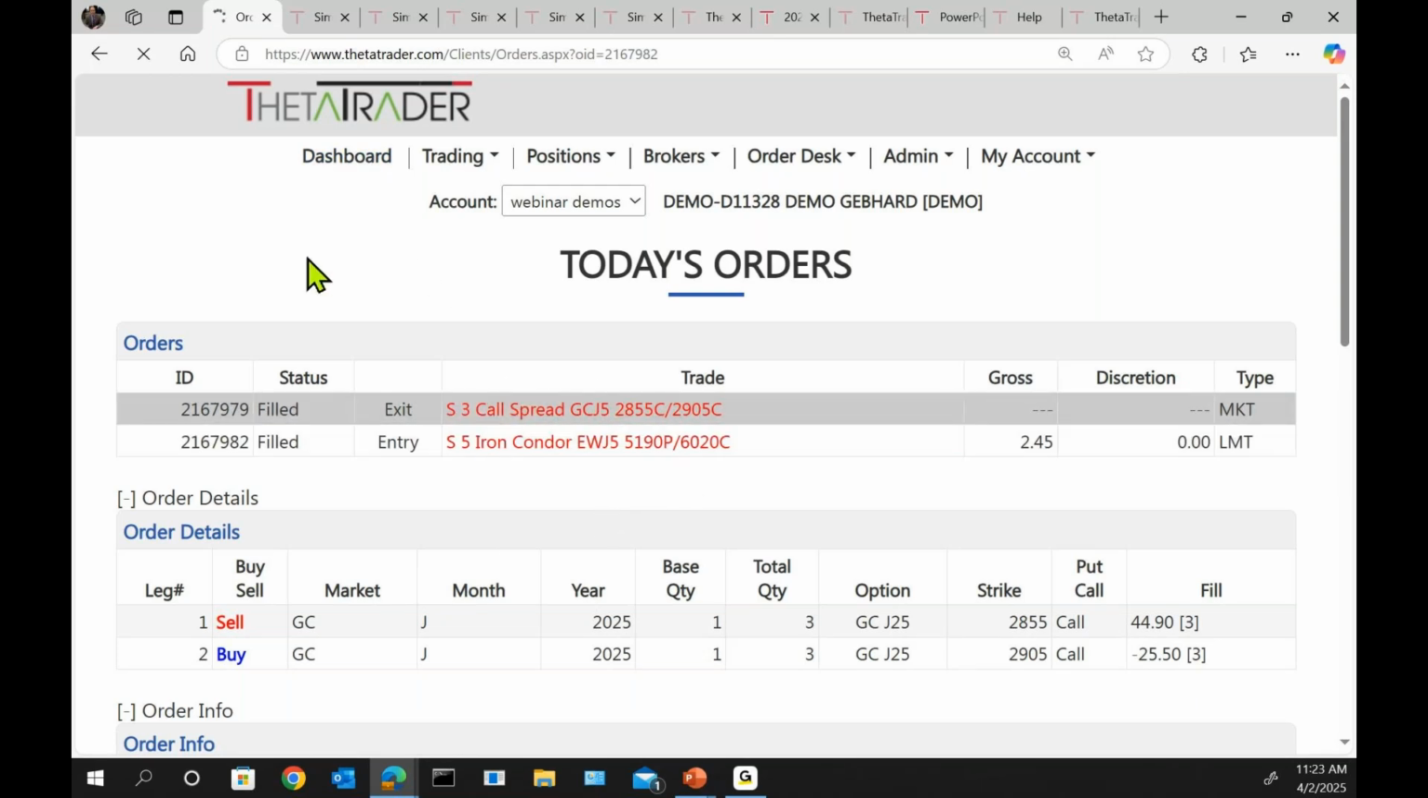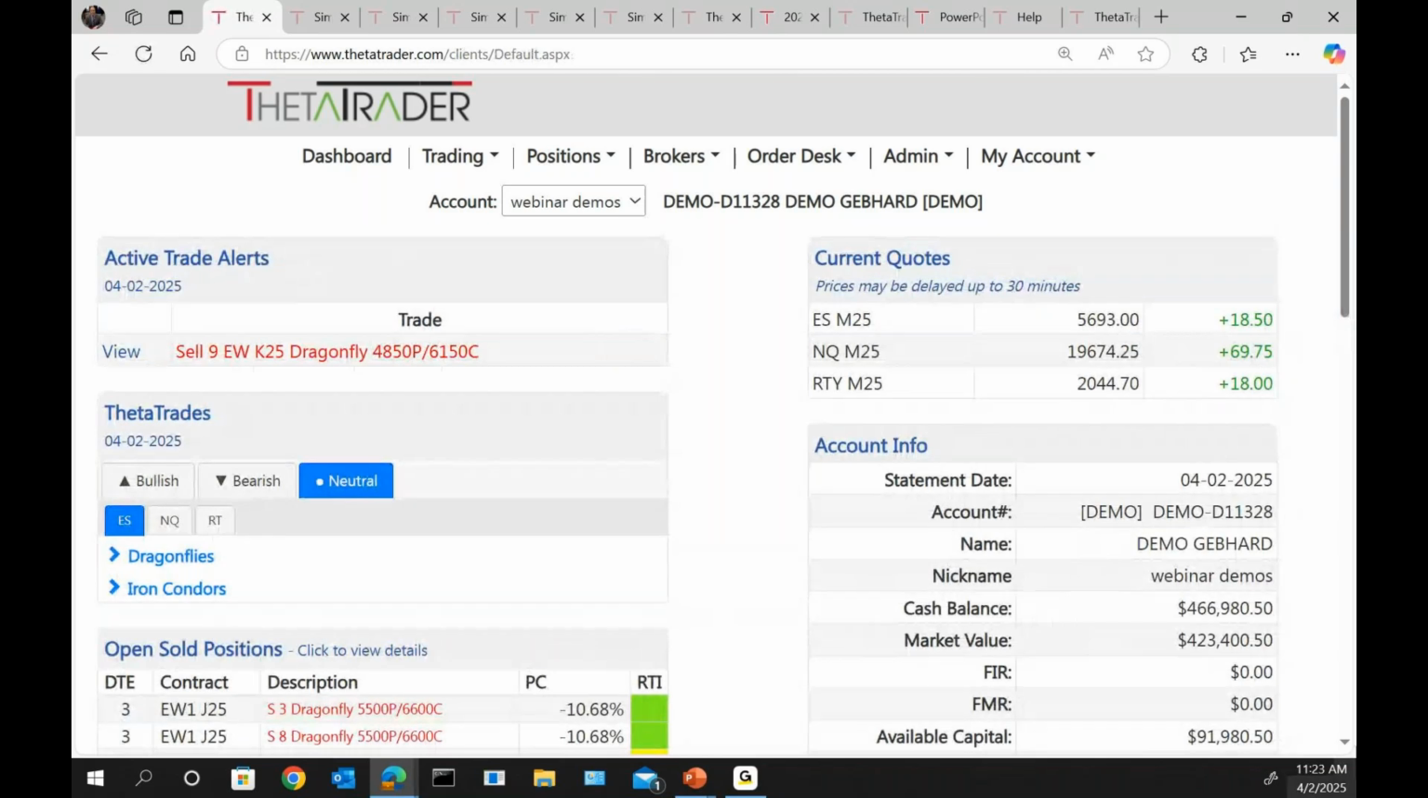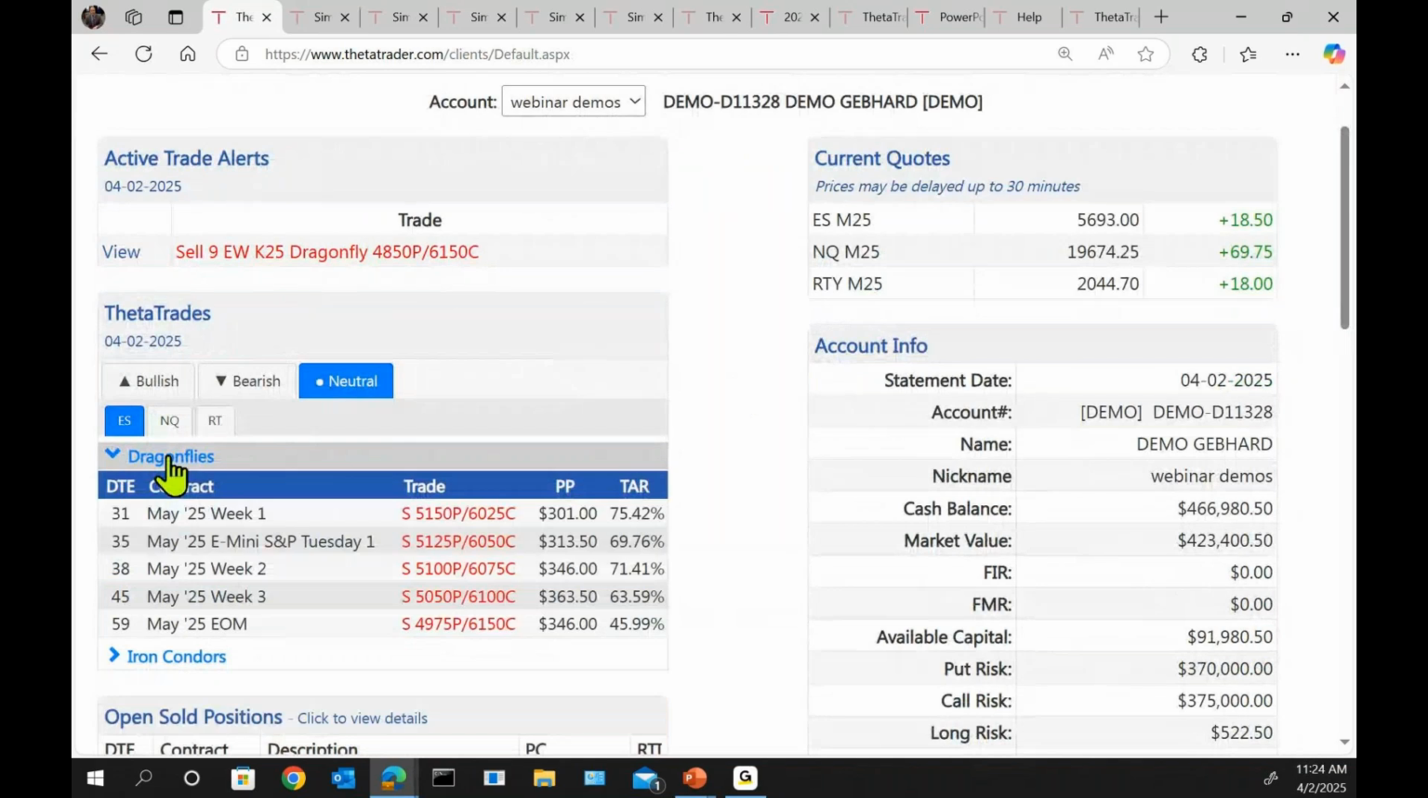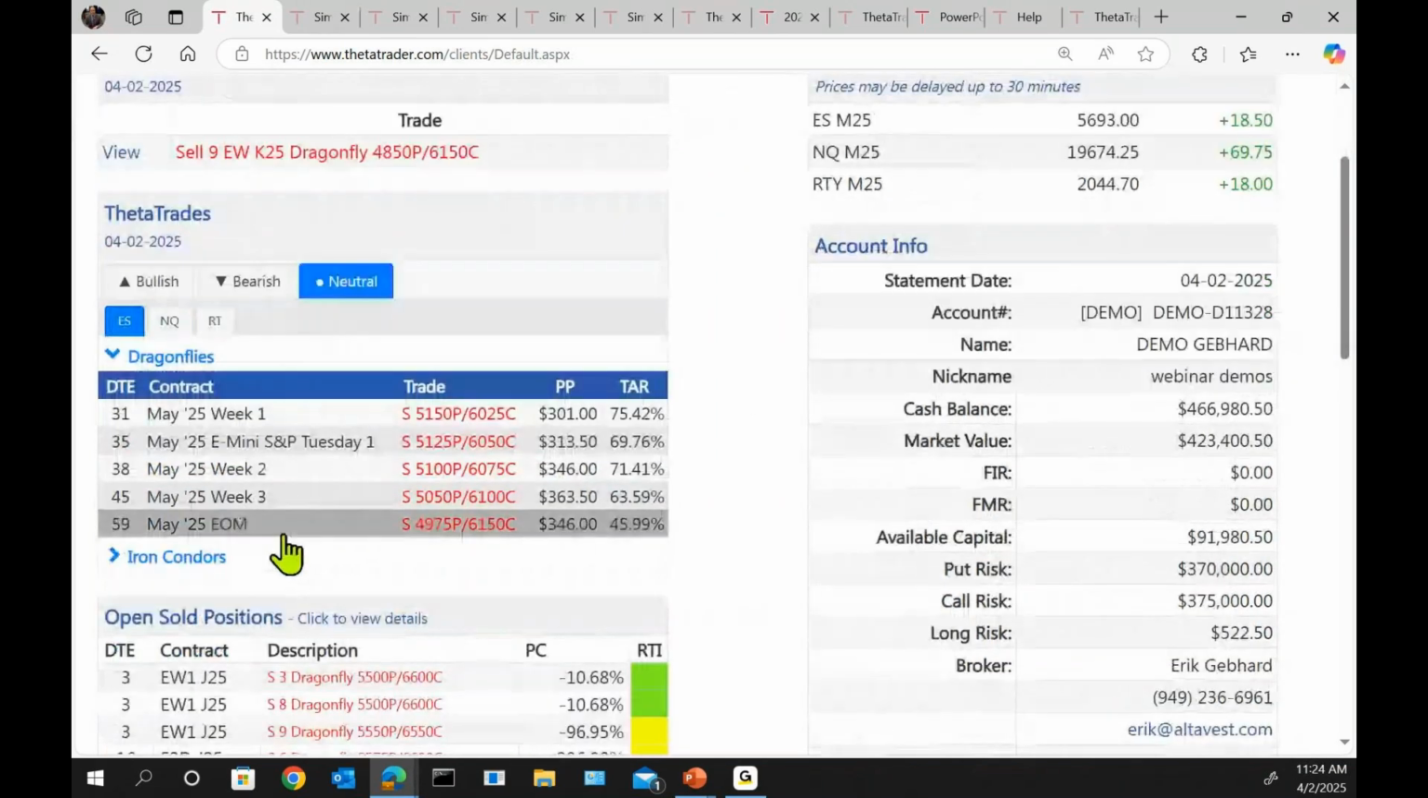So we'll go back to the dashboard, and I want to show you the Dragonfly, and then we'll run through a back test and look at the trade alerts. Give it just a second. Okay, so we're going to jump into this Dragonfly, and here is the May end of month.